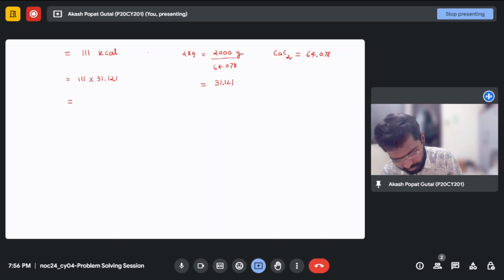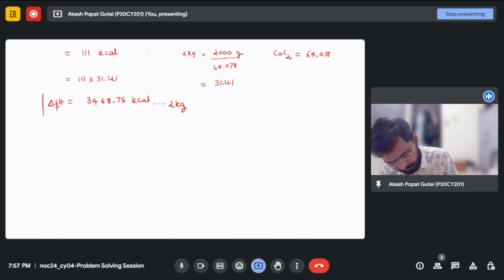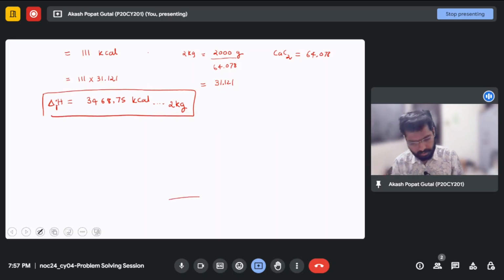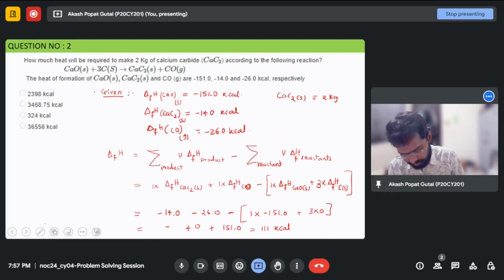This is for 1 mole, 111 kilocal. So for 31 moles, we will get 3468.75 kilocal. This is the value for 2 kg, the delta H of the reaction. So the answer should be 3468.75 kilocal.